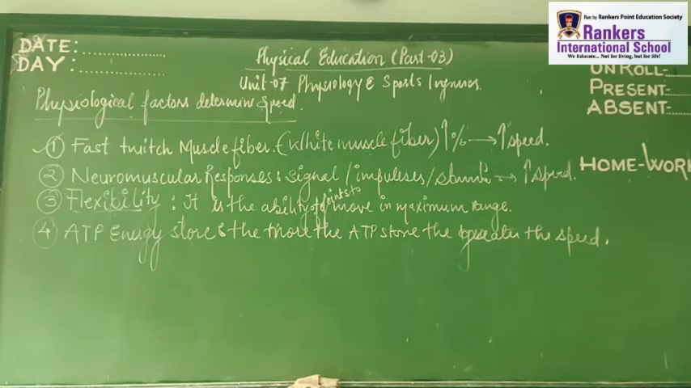Exactly, right? So the higher the flexibility, the range of movements, the higher the speed. If we talk about the ATP store, the greater the ATP store, that is the phosphogen. ATP contains triphosphate, that is the phosphogen stored. Faster the energy release, speedy and anaerobic activity can be performed. Now next thing that I am going to tell you is anaerobic capacity, right? Anaerobic capacity.